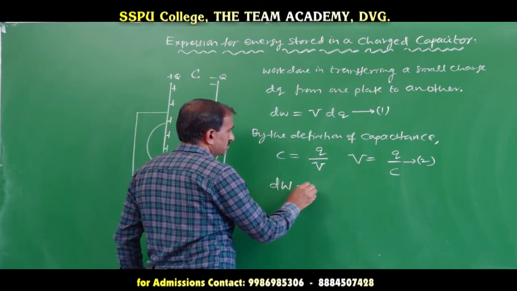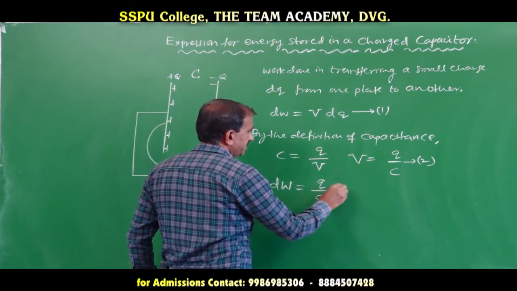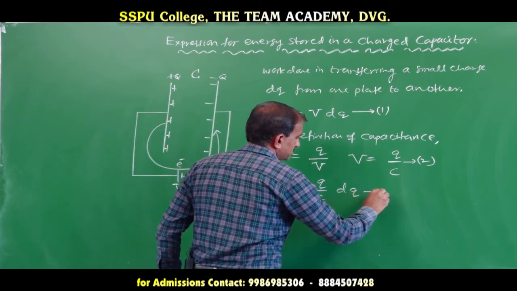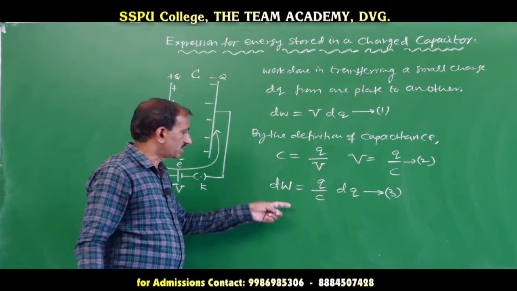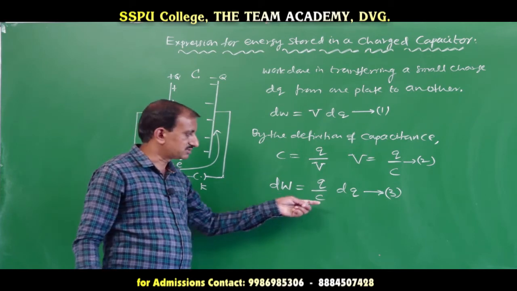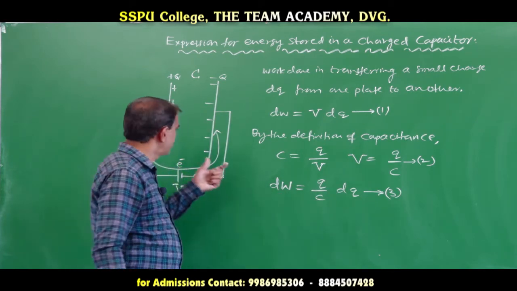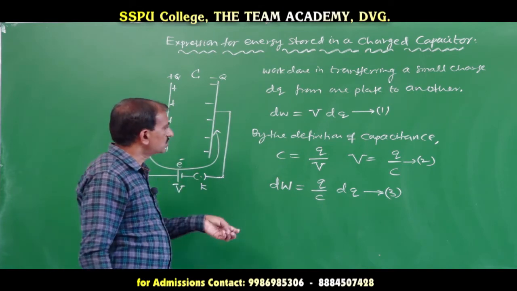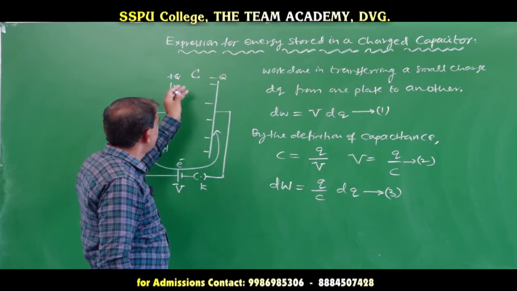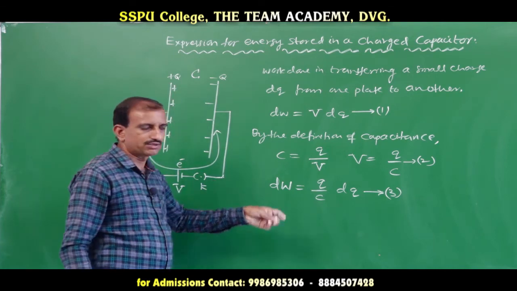dW is equal to what? Q by C into dq. Call this equation number 3. This is the small work done in transferring a small charge dq against the potential difference of V volt. So now, what is the total work done in transferring the charge q from one plate to another plate?